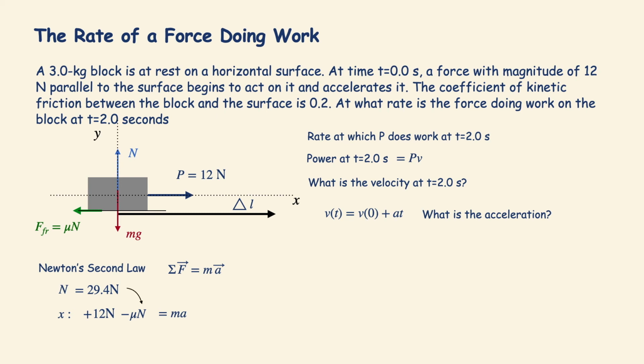For that we have to use the normal force value that we found, 29.4 newtons, and put it in the x equation that came from the application of Newton's second law, which gives me plus 12 newtons minus 0.2, the coefficient of friction, times the normal force, which was 29.4 newtons, has to be equal to the mass, 3 kilograms, times the acceleration. From here, simple algebra will show us that the acceleration has to be equal to 2.04 meters per second squared. Not only have I determined the value for the acceleration, but I actually see that it is constant.